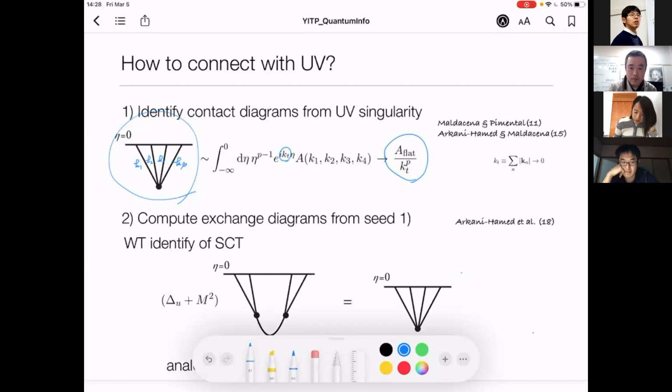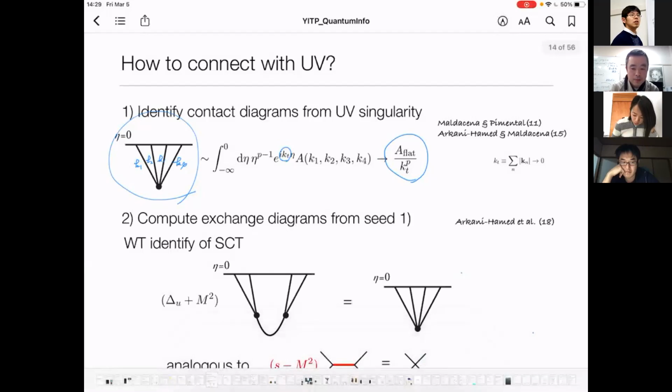Or in other words, in the case of zeta, there is no energy conservation, but by sending KT to 0, by setting KT to 0, we are kind of enforcing energy conservation, being consistent with the situation of flat space. So this is kind of the physical explanation of the reason why we get the flat space amplitude by taking the total KT to 0. But still it's not very clear how to connect the exchange diagram with UV physics.